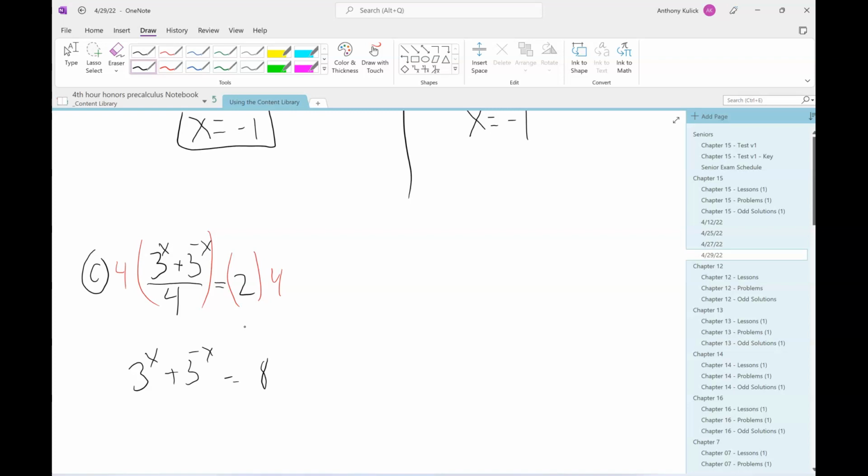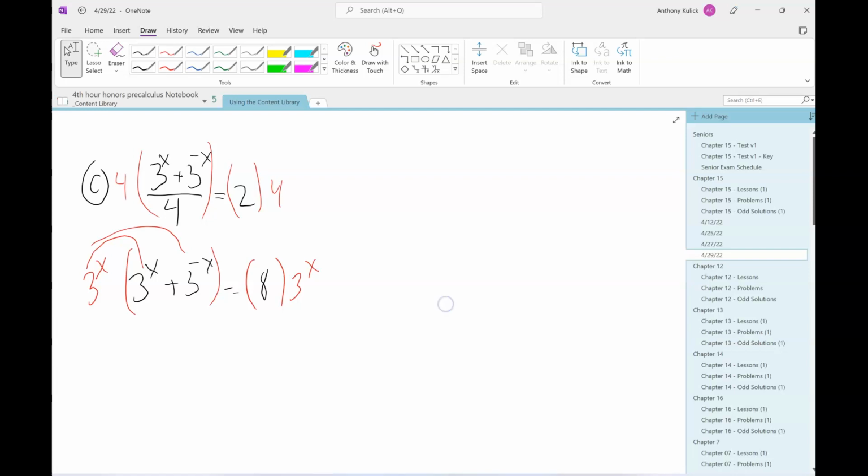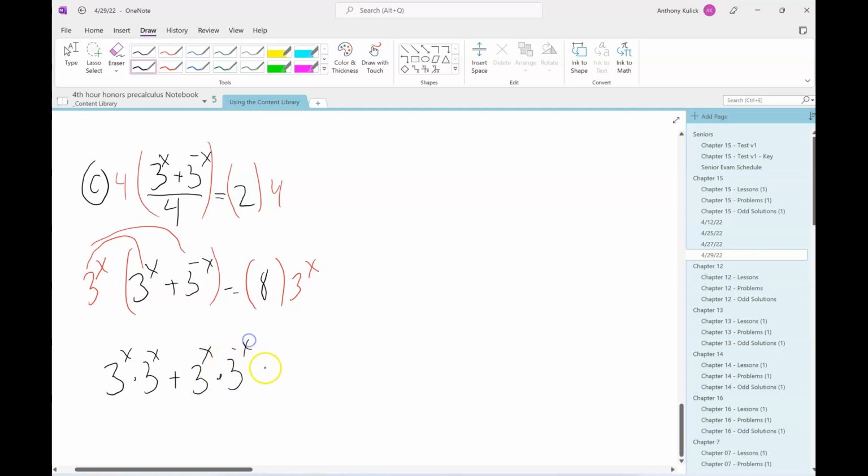All right. Next, let's worry about this negative exponent. How do we get rid of the negative exponent? You could make it 1/3 to the x, but in doing that, we get another fraction, right? Let's do it so we don't get a fraction. Here's the trick. I'm going to multiply both sides by 3 to the x. Well, I'm going to get 3 to the x times 3 to the x plus 3 to the x times 3 to the negative x equals 8 times 3 to the x.